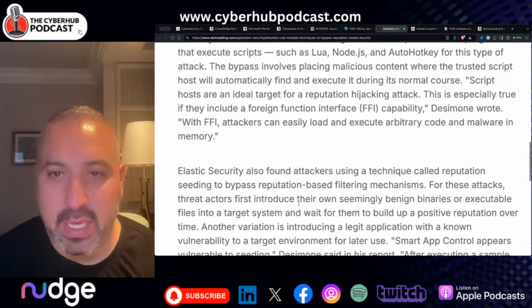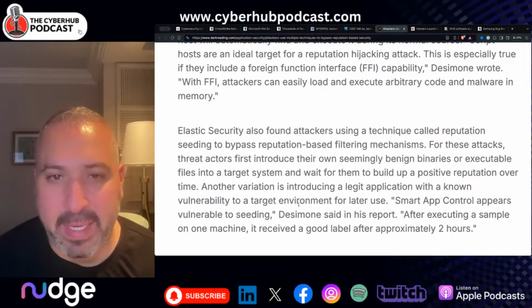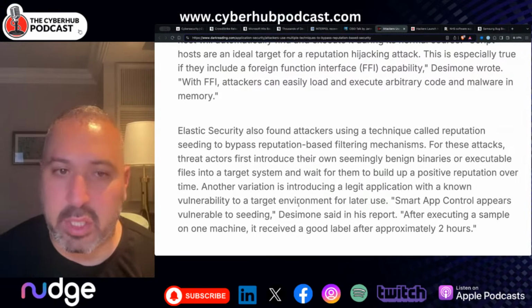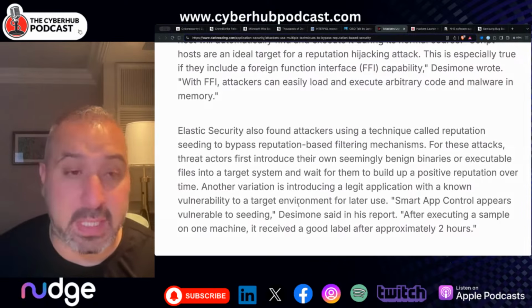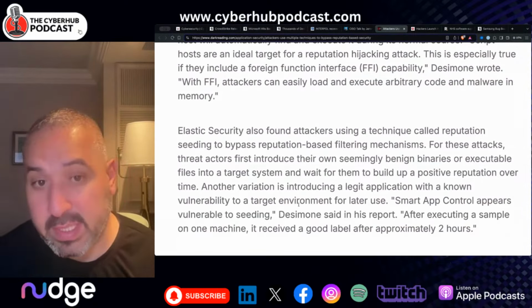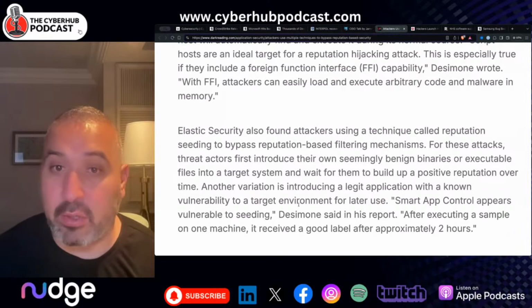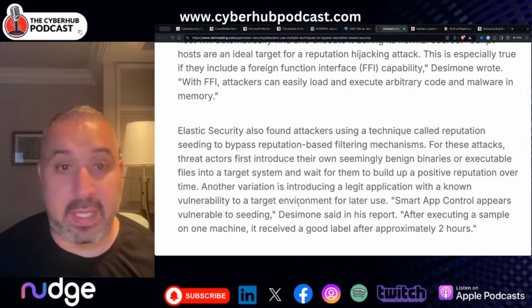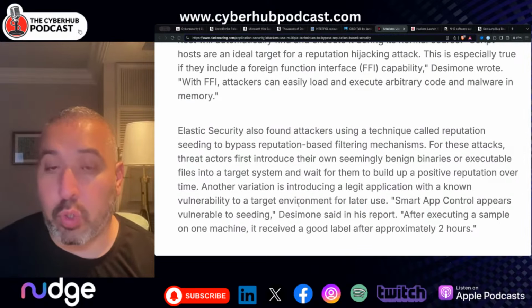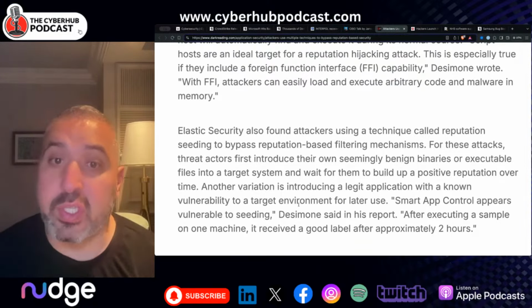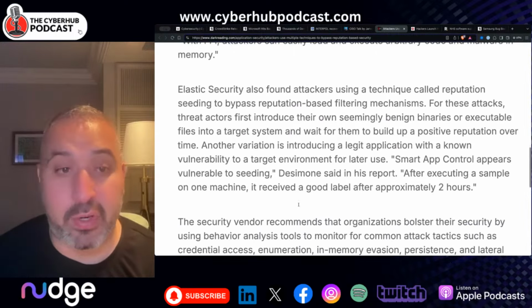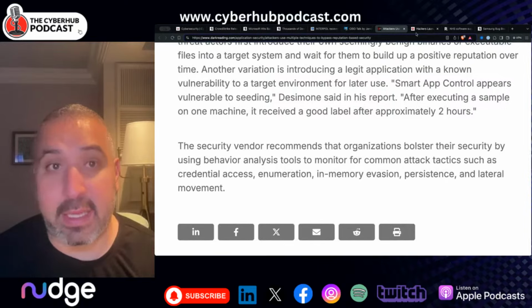They're also finding attackers using a technique called reputation seeding, where they bypass reputation-based filtering mechanisms. For these, they introduce their own seemingly benign binaries or executable files into a target system and wait for them to build up a positive reputation over time. And these are more staged attacks. Again, if you're a nation state, or if you're part of an affiliate within a cyber crime group, you've got stuff that's right here, right now, like joining an affiliate of a ransomware group in order to make some money. Then you've got stuff that you're sewing in to really have a larger share of something, because you've got those back doors and you're able to really make that happen. So that's there as well.